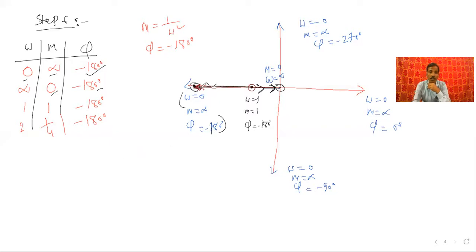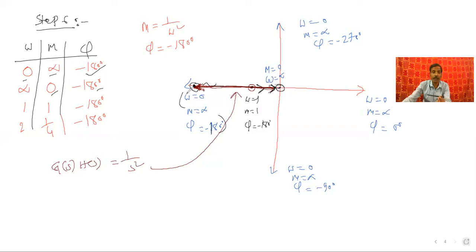So, the polar plot and the Nyquist plot, both. This is the polar plot and this is the Nyquist direction. So for G(s)H(s) equals 1 by s square, the polar plot is this, and the Nyquist plot is also this, just in the reverse direction.